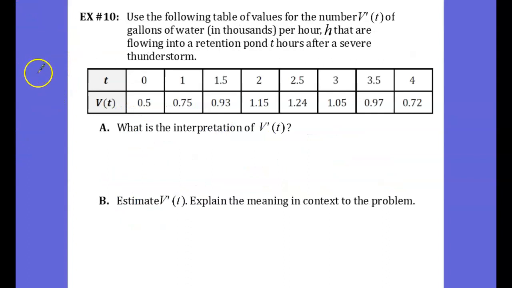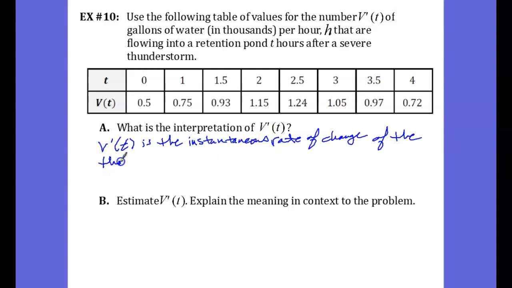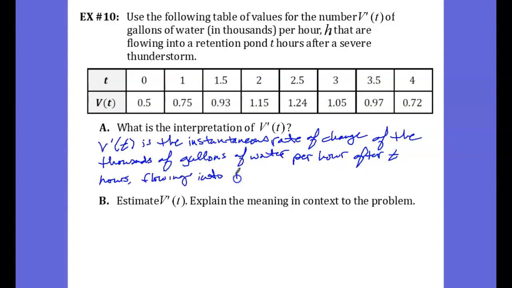In example 10, we're told, use the following table of values for the number v of t of gallons of water in thousands per hour that are flowing into a retention pond, t hours after a severe thunderstorm. So we have volume as a function of time. So A, what is the interpretation of v prime of t? Well, v prime of t is the instantaneous rate of change of the thousands of gallons of water per hour after t hours flowing into the retention pond.